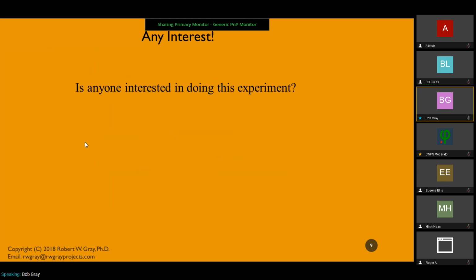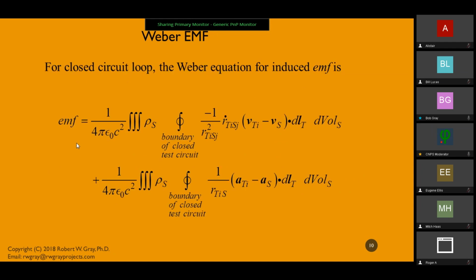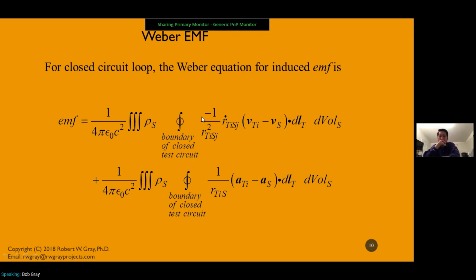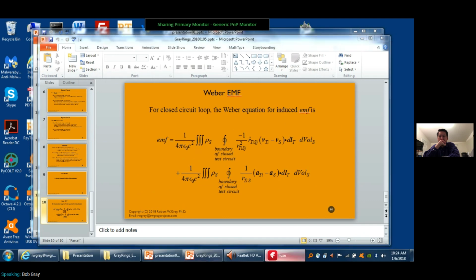So anyway, I'm wondering if there's any interest in somebody actually trying to do this experiment, or if somebody knows in the literature that this has already been done and what the results are. And then I just have an equation for what the equation would be in Weber electrodynamics for the induced EMF. And you can see here it's the difference in the velocities of the two rings, or the difference in the acceleration of the two rings. So that's what I had today, and I was wondering if anybody had any comments on either of these.